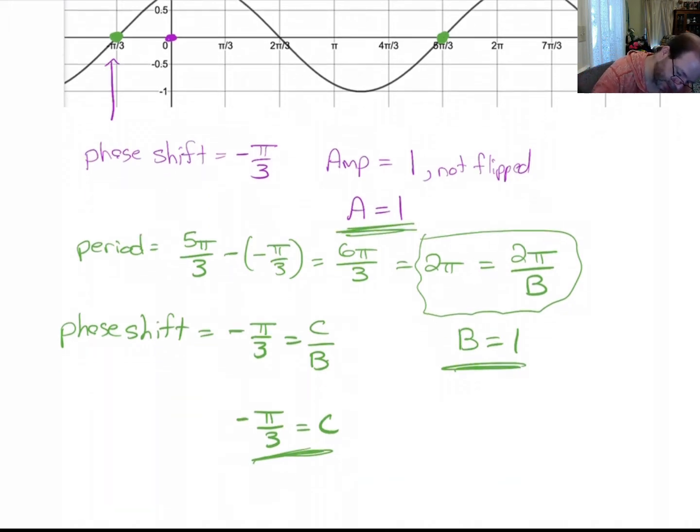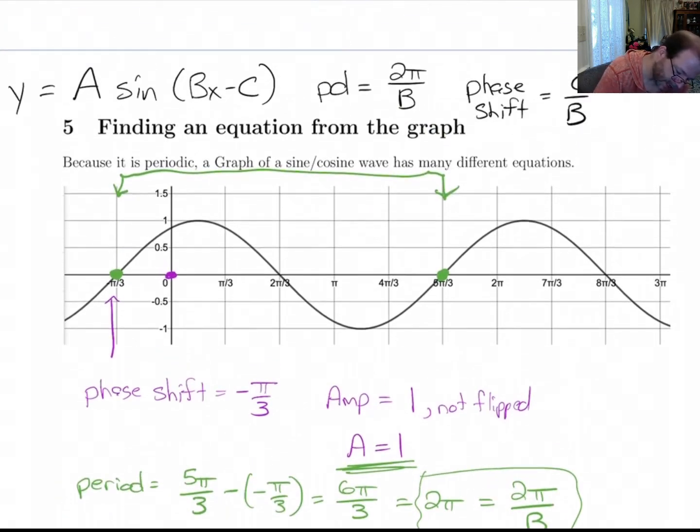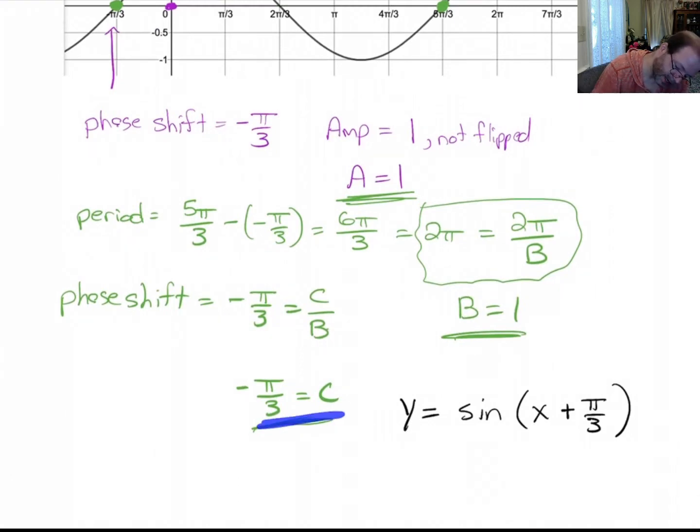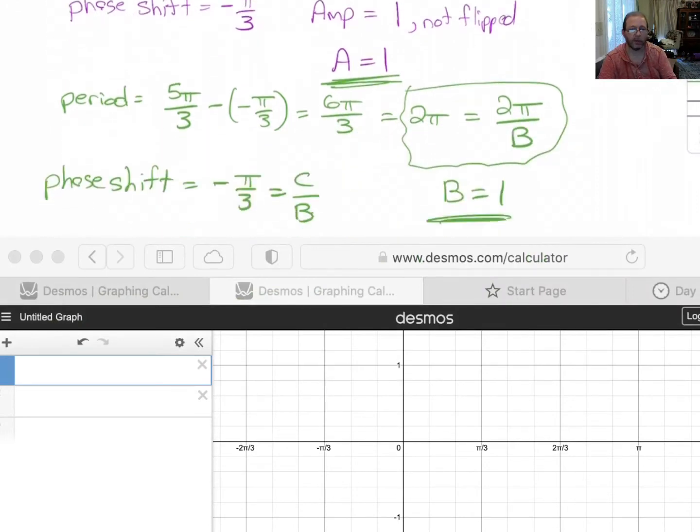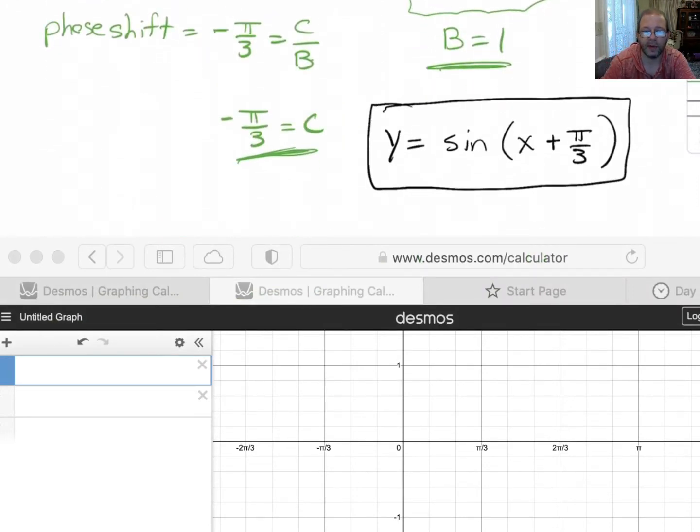So let's write this up. That would be y equals sine of 1x minus c. So this is going to be plus pi over 3. Don't mess that up. This is a sine bx minus c. And since my c is negative, I'm adding it. So this should be our answer. Now, of course, we'll check it by graphing it on Desmos. So let's see. Y equals sine x plus pi over 3.